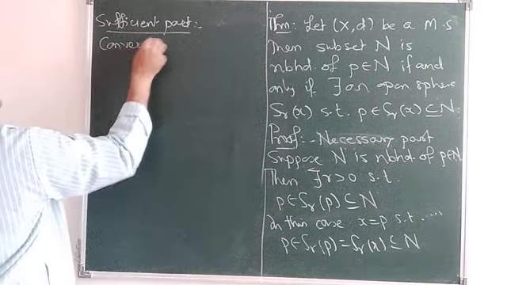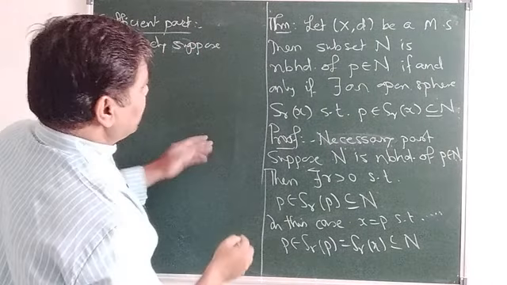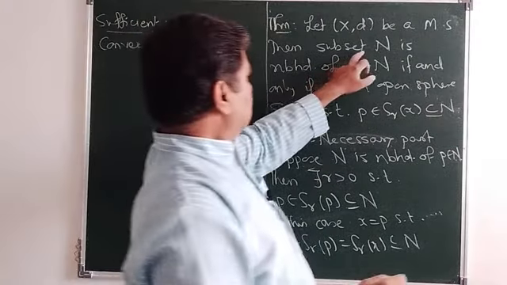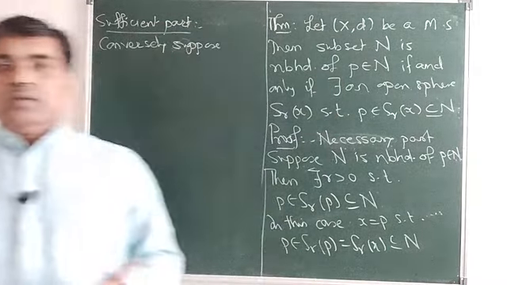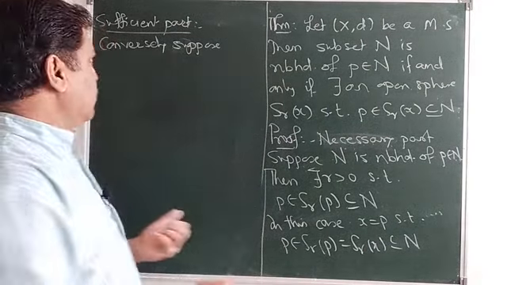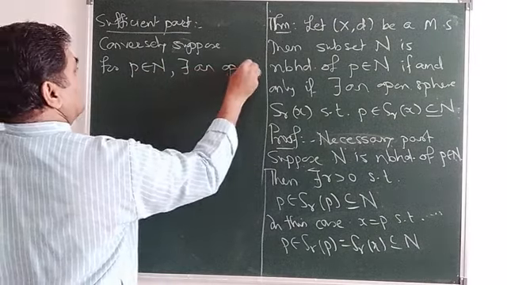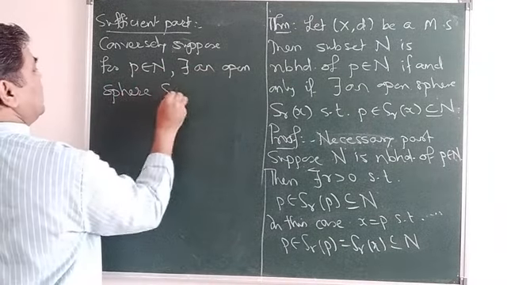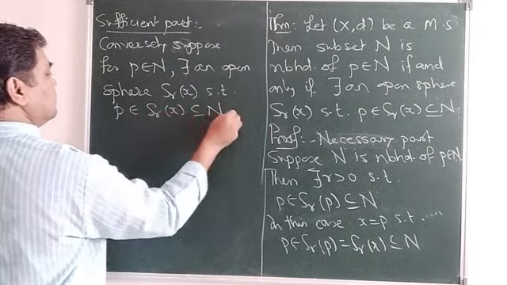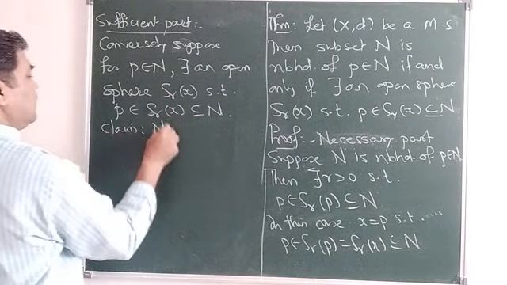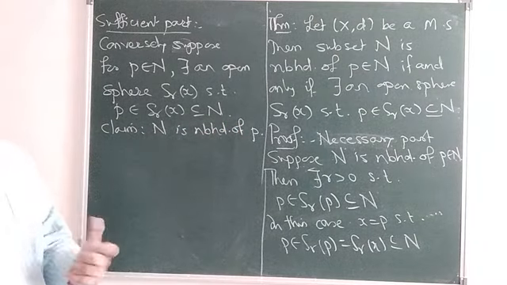Conversely, suppose for P belongs to N, there exists an open sphere S_R(X) such that P is contained in S_R(X), which is contained in N. What is the claim? N is a neighborhood of P.